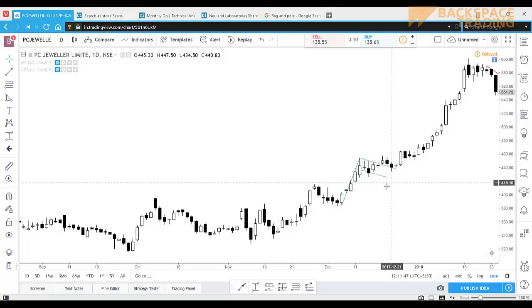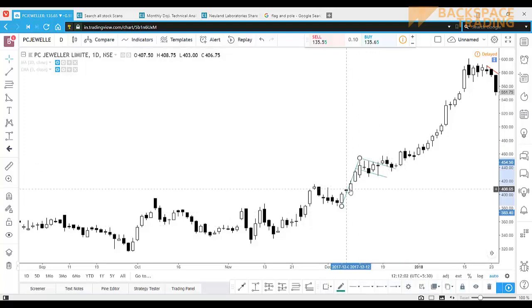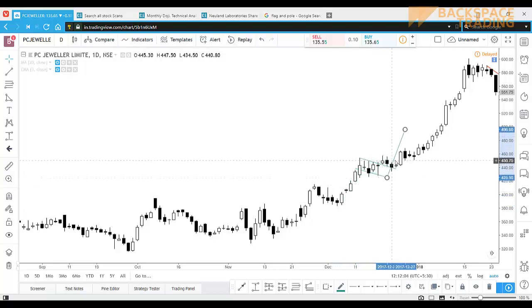Now what it indicates is, when you have a flag and pole formation, meaning an up move and a pullback, when you have a breakout from this flag, this top line, what it tends to do is, this is the next set of distance that price can travel. The pole's distance. This is the pole. This is where price can travel. That is what is being said.